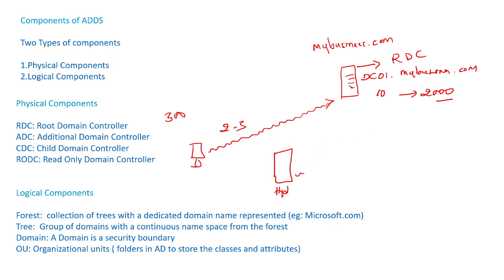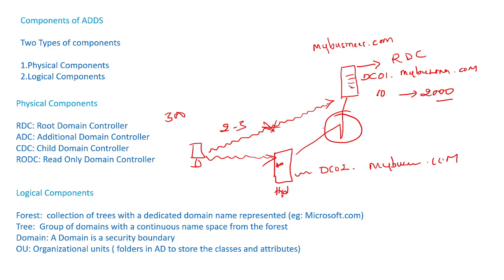You add dc02.mybusiness.com, and you create it in the Hyderabad office. Now the users will never go this path. They will just come and talk to the Hyderabad domain controller only, and the Hyderabad and Bangalore domain controllers will be connected. So now you see the authentication will happen here in Hyderabad itself. It won't go there, so that saves time.